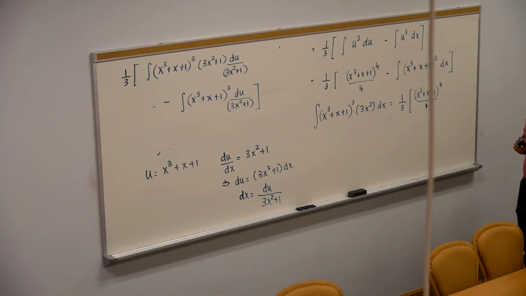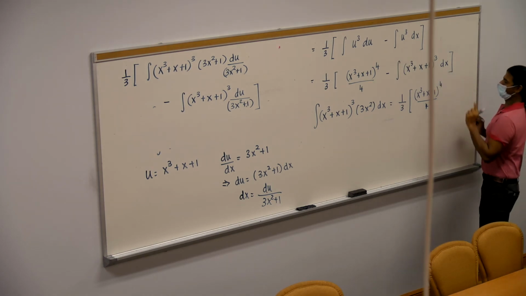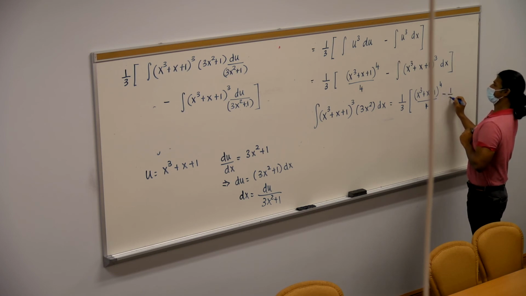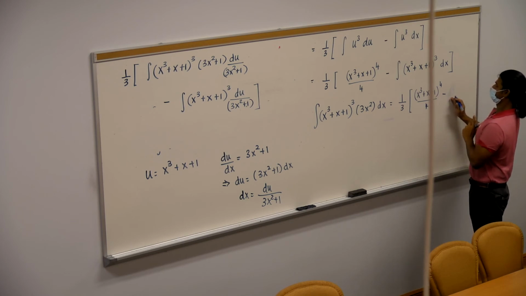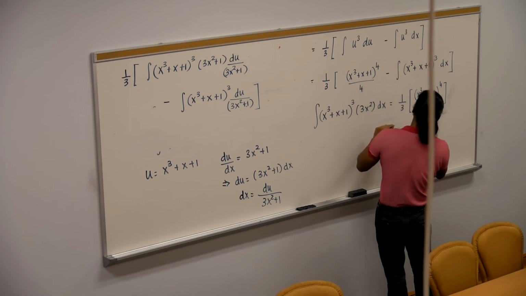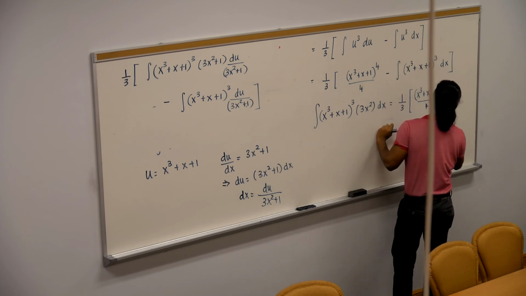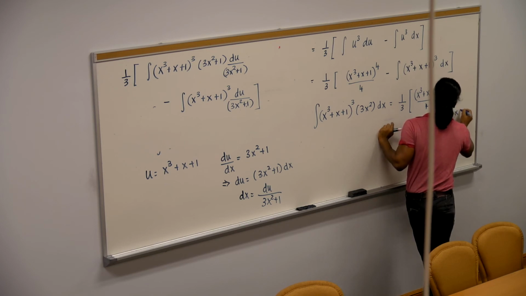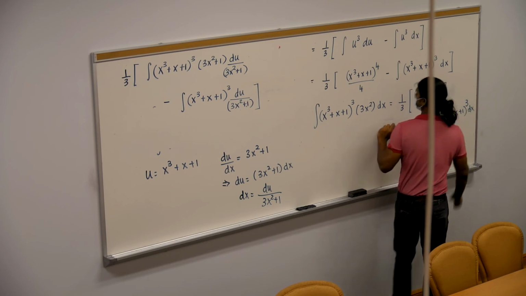Good. That integral, I have minus 1/3. Oh, I'll just keep it as this. This should be at that 1/3. So 1/3 first term minus 1/3 integral x cubed plus x plus 1 cubed dx.